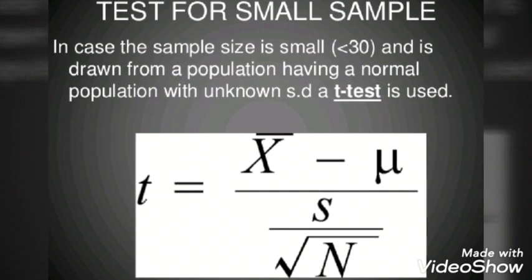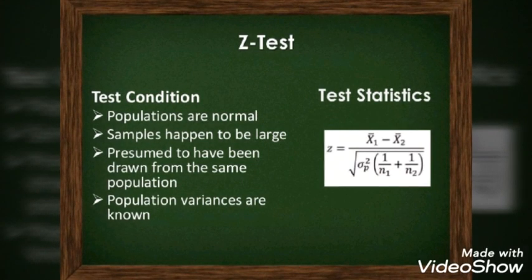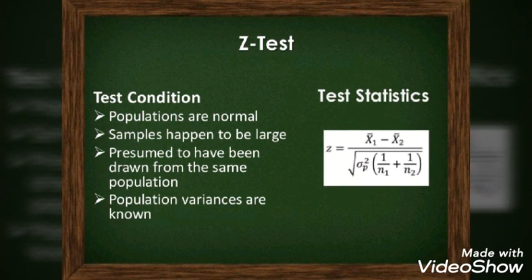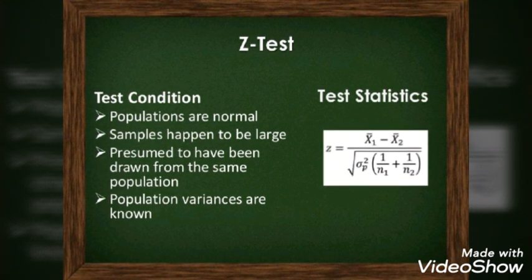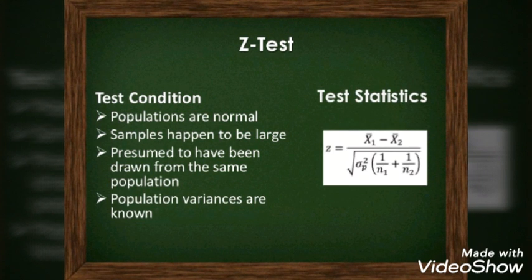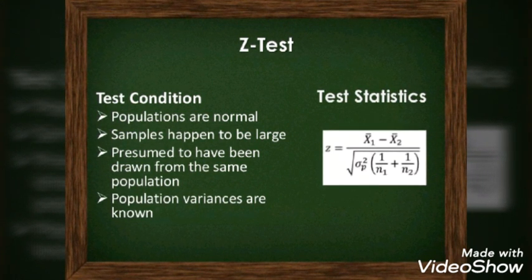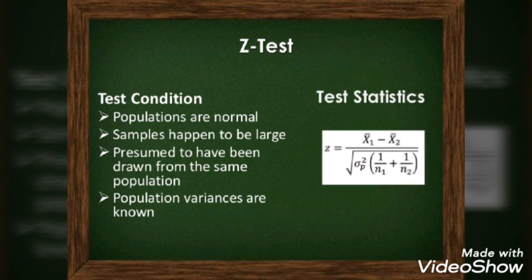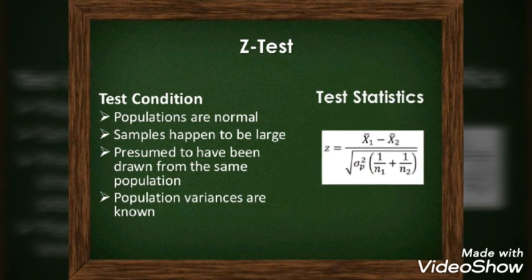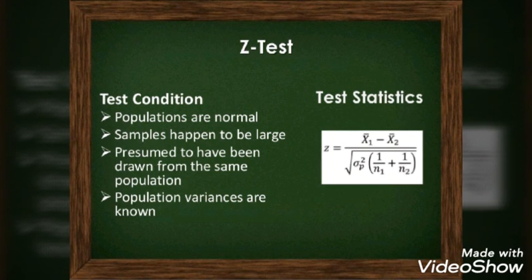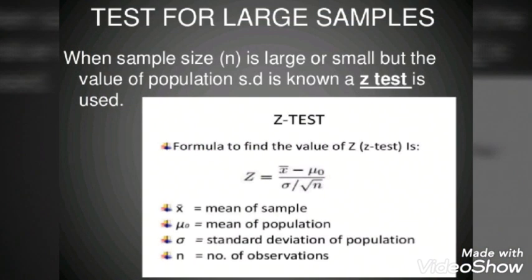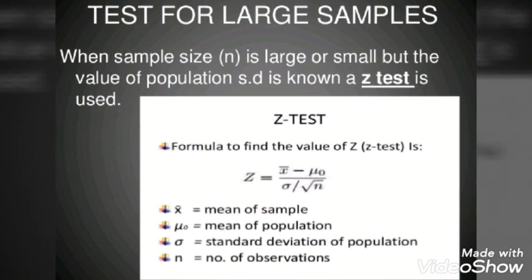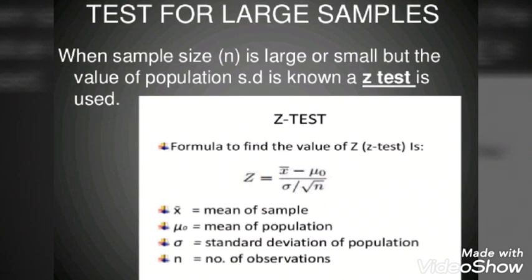Then we will see the z-test. Here we mainly use the z-test for the calculation of larger populations. Test conditions: populations are normal, sample must be large, presumed to have been drawn from the same population, population variances are known. So we are using the z-test for large populations. You can see here the formula for the z-test. We always use the z-test for the calculation of large samples, when you have taken your samples in large size.